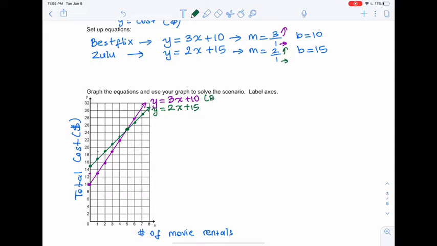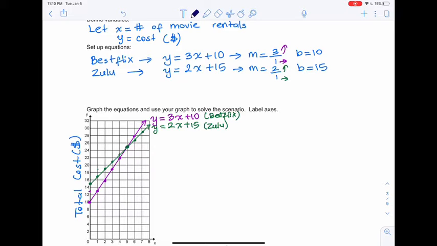This one was for BestFlix, and this is for Zulu. These two lines intersected at, let's check, 5 here and probably 25 here. So the intersection point here is 5 and 25.